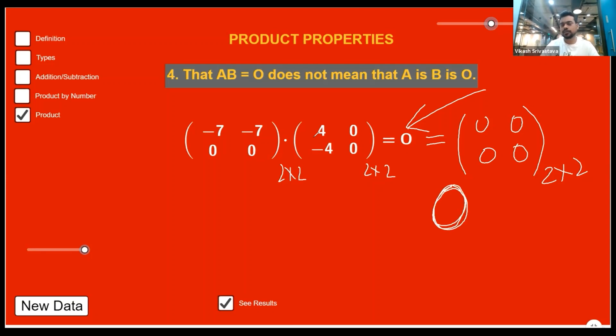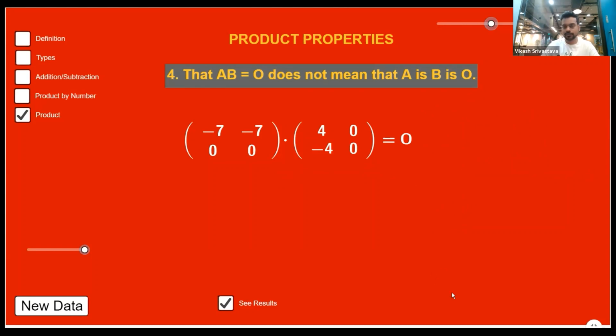So if we multiply two matrices and our resultant matrix or the product is a null matrix, it does not mean that A or B, either of them, is a null matrix. Okay, so this is the particular property. I hope you guys understand this particular concept.